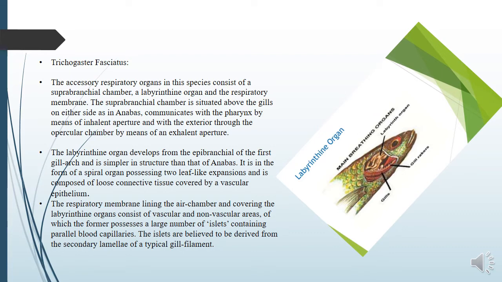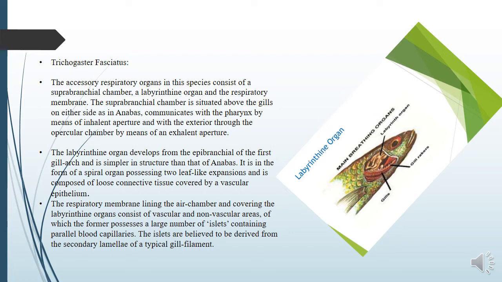Trichogaster fasciatus. The accessory respiratory organ in this fish consists of a suprabranchial chamber, a labyrinthine organ, and the respiratory membrane. The suprabranchial chamber is situated above the gill on either side as in Anabas, and communicates with the pharynx by means of an inhalant aperture and with the exterior through the opercular chamber by means of an exhalant aperture.